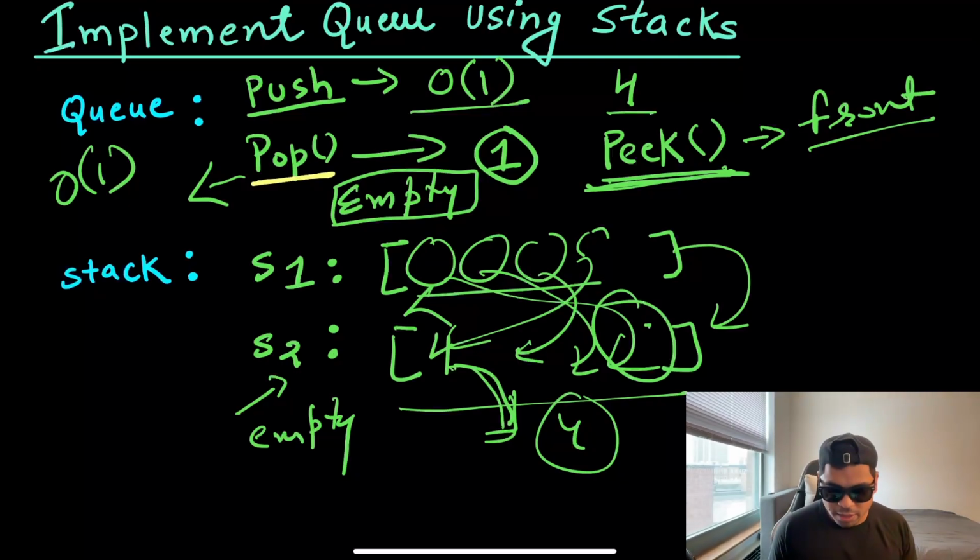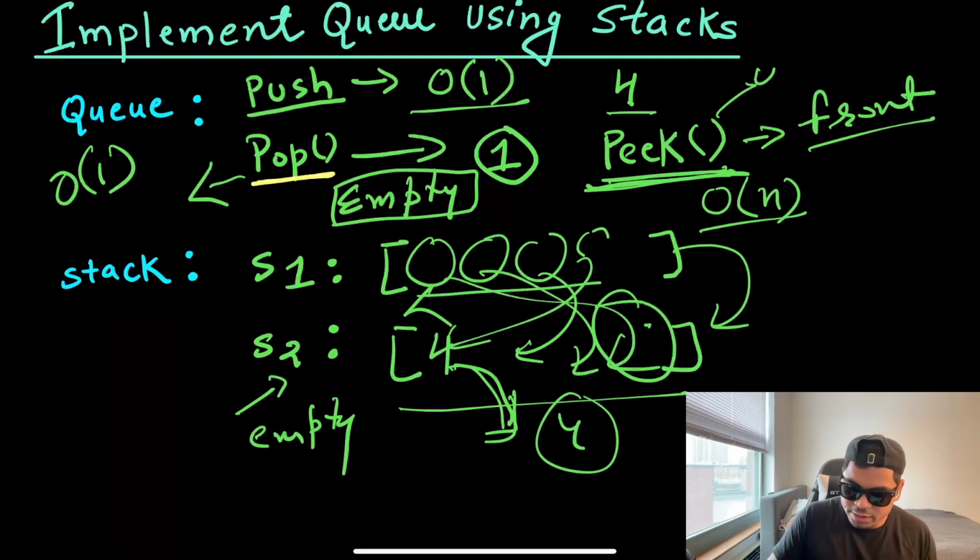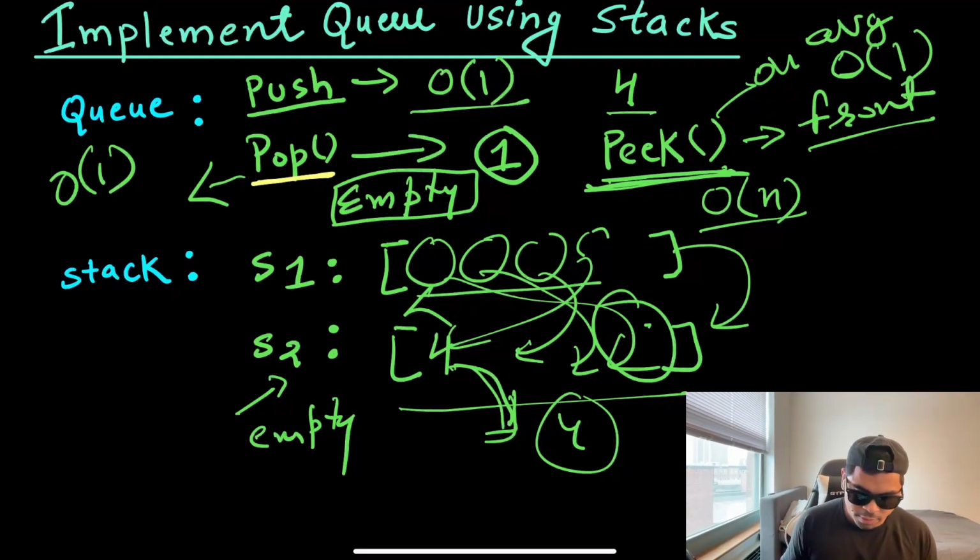Then also it will become worst case, peek will become big O of n, but on average it will be big O of 1. That's it. Empty is also big O of 1. So all most of them except pop and peek, all the other are big O of 1 time complexity, which is constant time complexity. So let's go ahead and implement this solution.